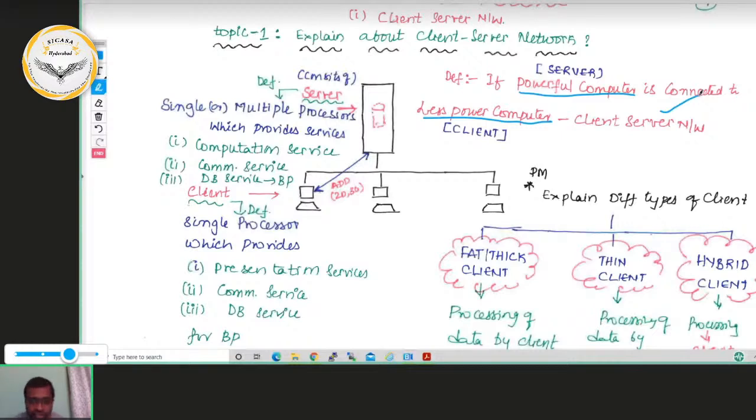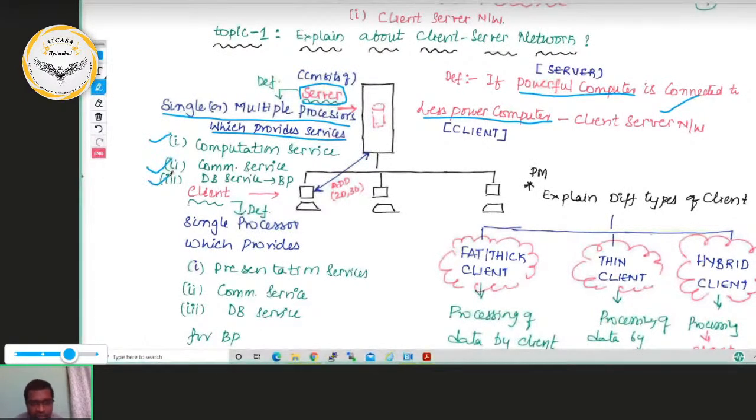Now, for this client-server network, we have a standard definition for server. Let us see what a server is. A server consists of single or multiple processors which provide the following services. Generally, it doesn't consist of a single processor but of multiple processors which provide services. What are the services it provides? Computation service, communication service, and database service.